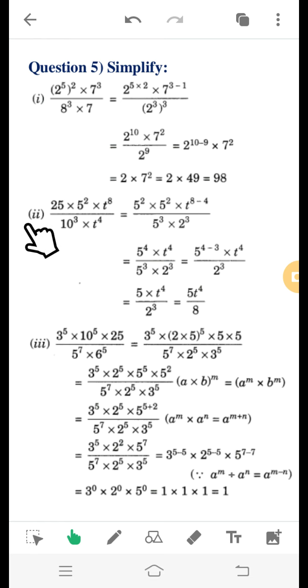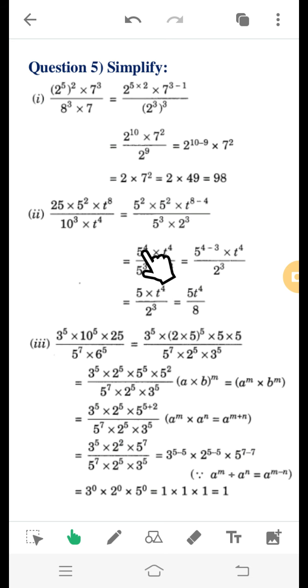Second one: 25 multiply 5 square multiply t raised to 8, divide 10 raised to 3 multiply t raised to 4. Instead of 25, we can write 5 square, then multiply 5 square, multiply t raised to 8 minus 4, because t raised to 4 is in the division form. Instead of 10, we can write 5 2s are 10, so it's 5 cube multiply 2 cube. Now 5 raised to 2 plus 2, it's 5 raised to 4. t raised to 8 minus 4, so it's t raised to 4, below as it is.